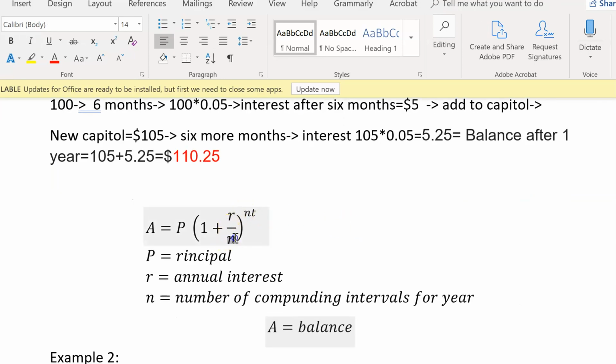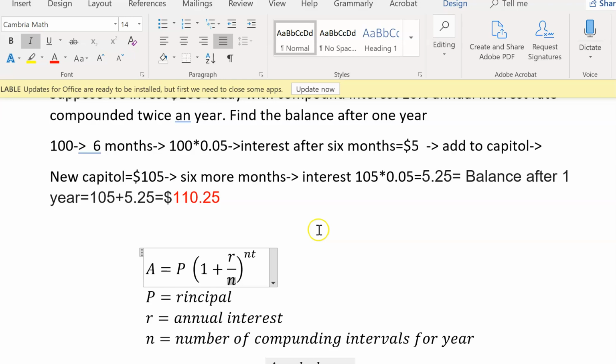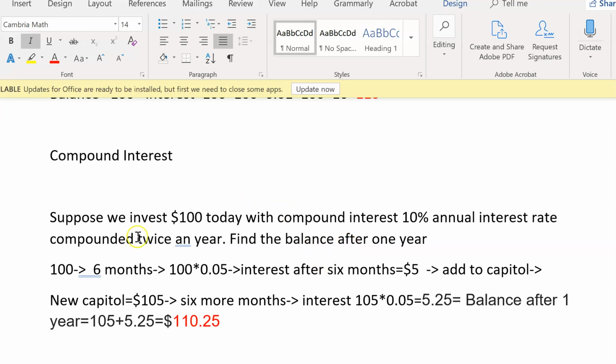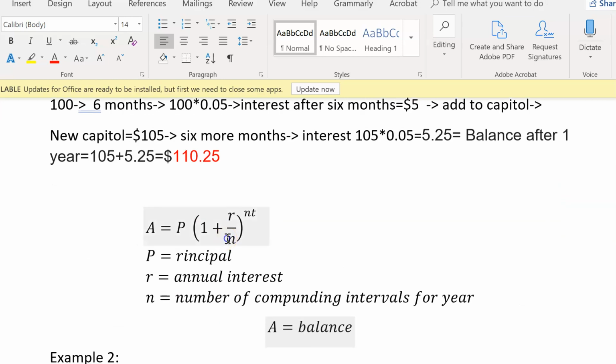And then n is the number of compounding intervals per year. It's very important that you understand that n is per year. So if you are compounding twice a year, n will be 2. For example, if you're compounding monthly, then you're compounding 12 times a year, so n will be 12. If you are compounding quarterly, then you are compounding 4 times a year, so n will be 4, and so forth. On top you have n again, the number of compounding intervals. t is the number of years.